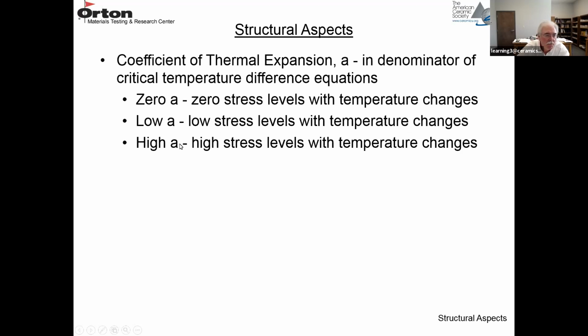Most refractories are going to be in this high category, around 10 to 13 times 10 to the minus 6 per degree C. And I just showed you a fused silica, which is 0.5 times 10 to the minus 6 per degree C. The only problem with fused silica, it's only good to a low temperature for a refractory material. 1,000 degrees C is pretty low for any application.